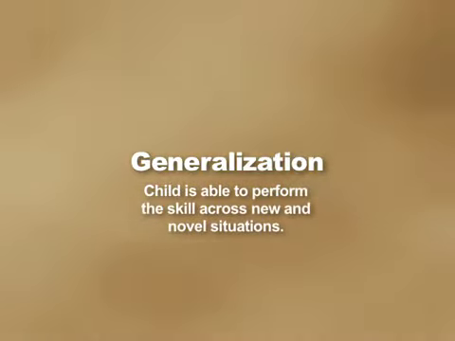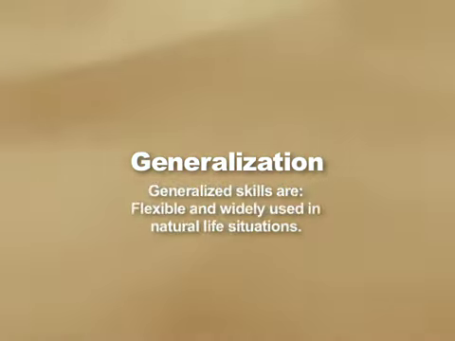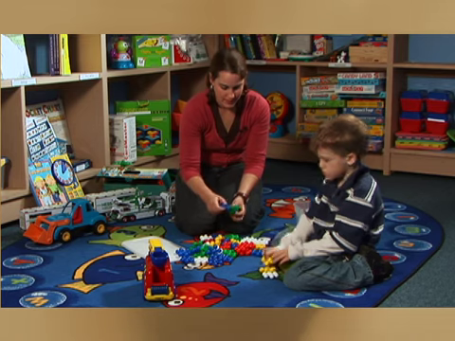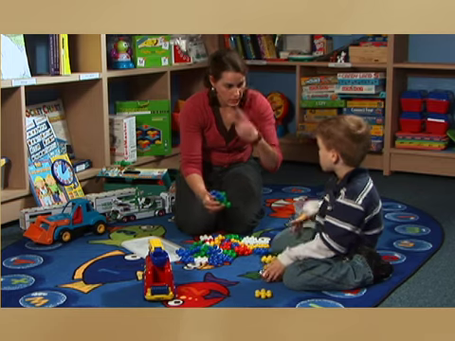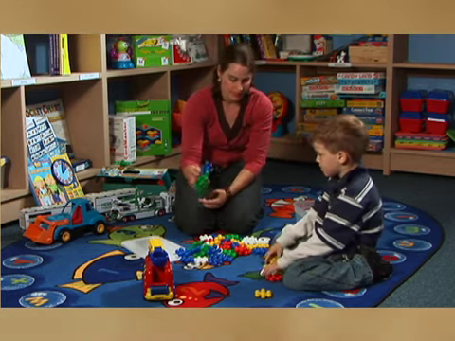Once a child learns a skill, we consider it to be generalized when the child is able to perform the skill across new and novel situations. All of the skills that the child learns should be flexible and widely used in natural life situations. For example, a child should be able to count blocks while sitting on the floor with a therapist, or count baking ingredients while cooking with his or her parent.